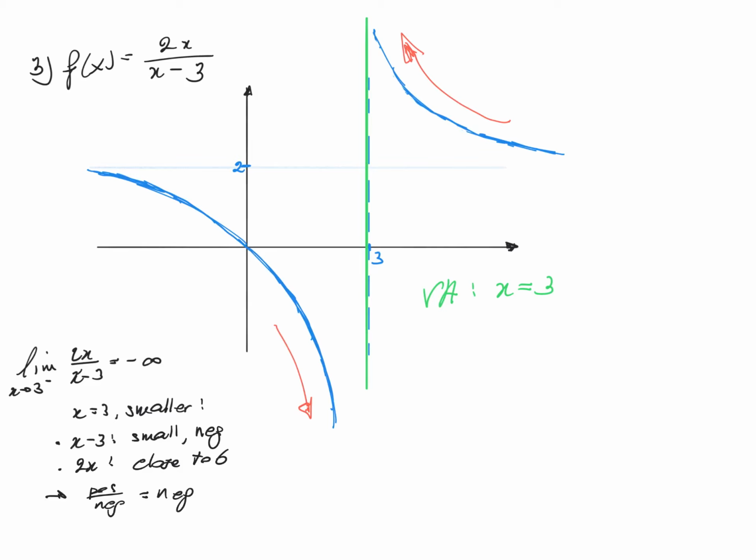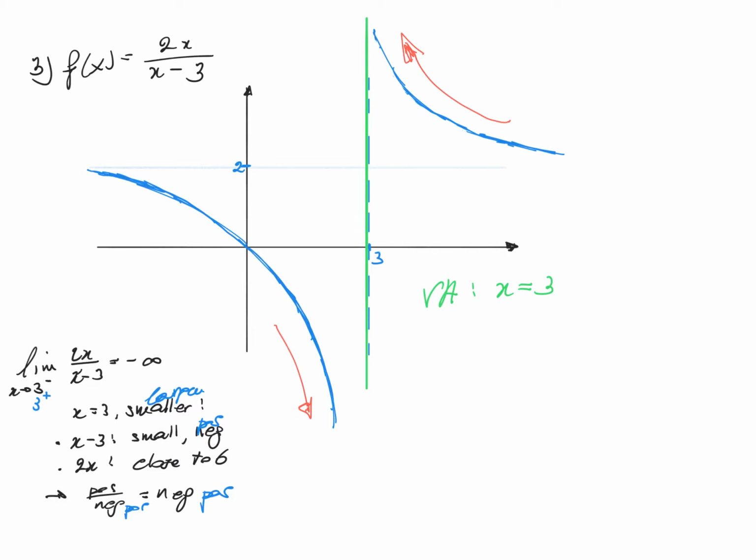If you go for the right limit, so you go for x to 3 plus, then if x is close to 3 but larger than 3, then you know that x minus 3 is a small but positive number. 2x remains close to 6, but you now have a positive number divided by a positive number. So a positive number divided by a very small positive number will give you a very large positive number, so we will go to plus infinity.